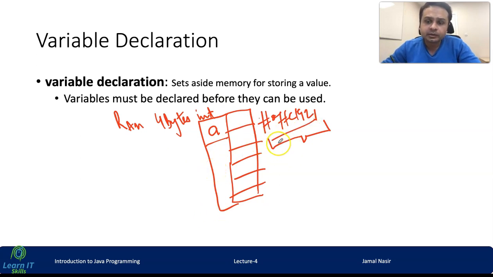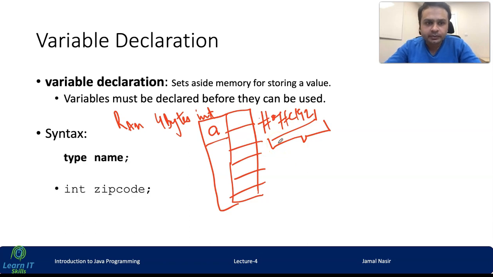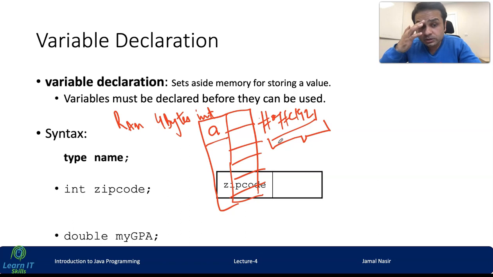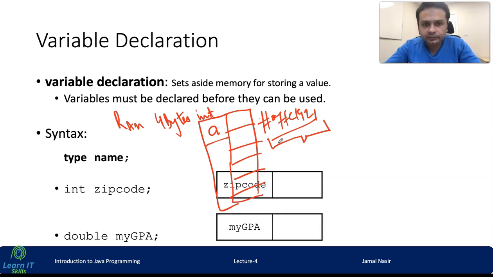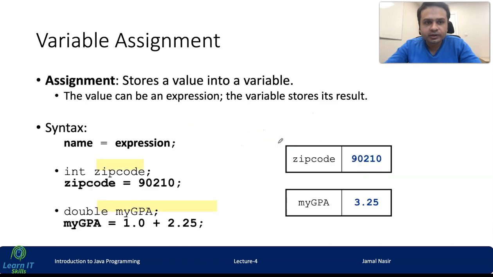But at the back end this thing is happening. So the syntax is type, name, right: int zipCode. So we are declaring one integer variable named zipCode. In the RAM it would be represented like this, and then we can store my GPA as a double variable. So this is variable declaration. We can assign some value to the variable.